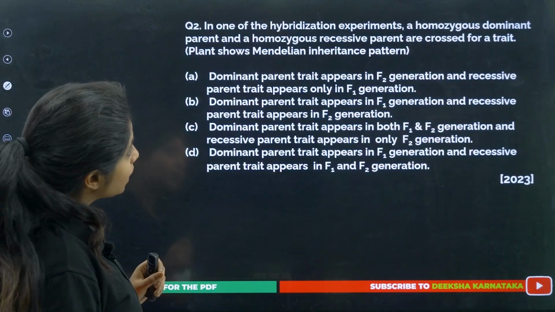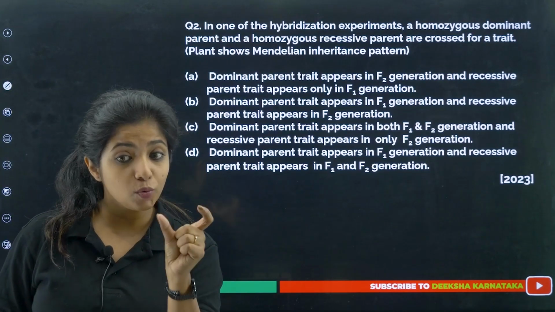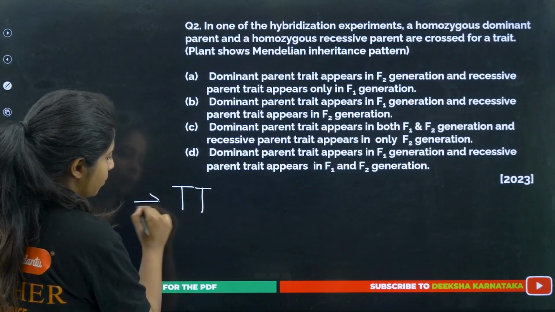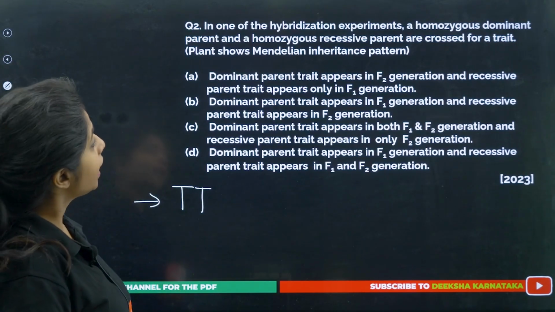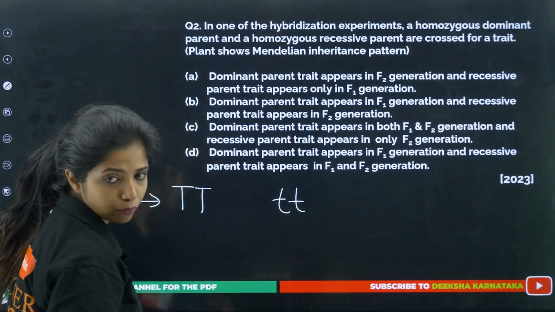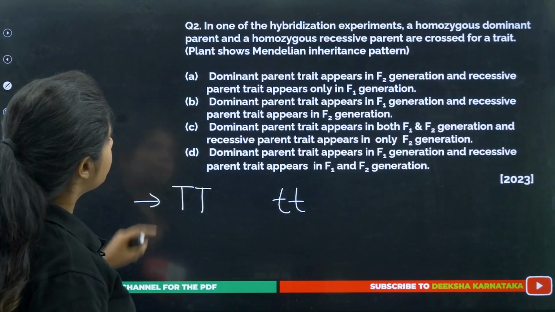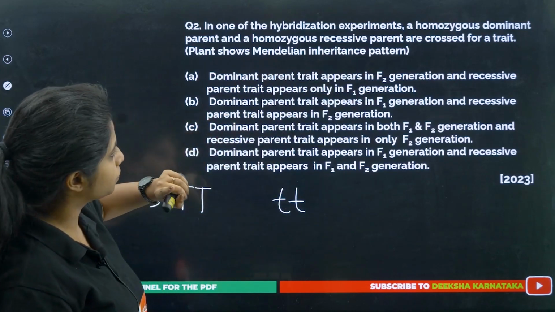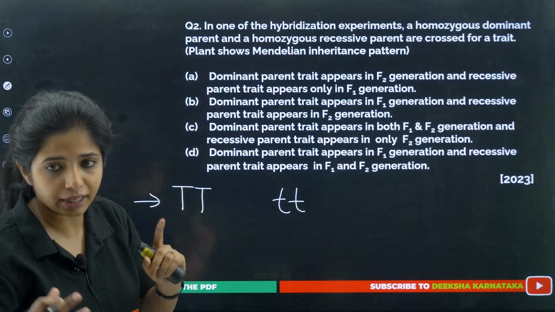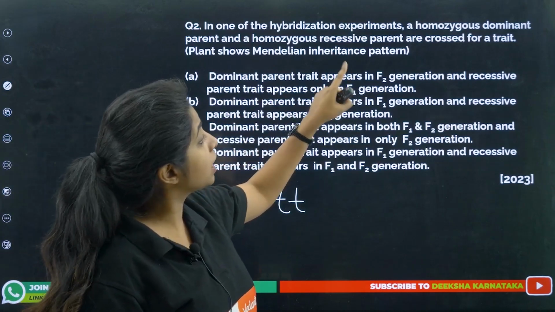Going ahead. In one of the hybridization experiments, a homozygous dominant parent, homozygous as in same, dominant, for example let's take capital T, because capital T is a dominant trait for tall, and a homozygous recessive parent. Homozygous recessive parent as in both alleles have to be the same and recessive. The dwarf gene is recessive, so we'll put that there. Now they are crossed for a trait. Plants show Mendelian inheritance pattern. So what are the things that you could find if I am crossing them? Dominant parent trait appears in F2 generation and recessive parent trait appears in F1 generation.